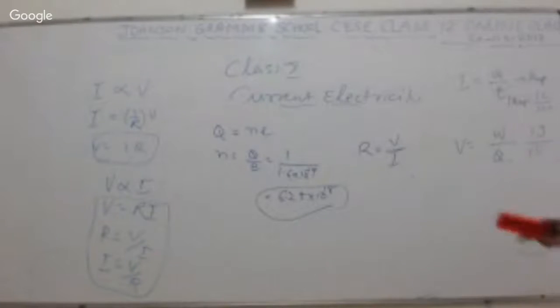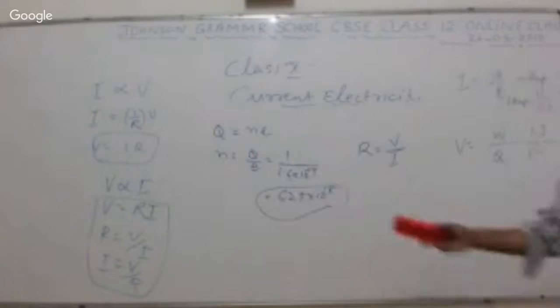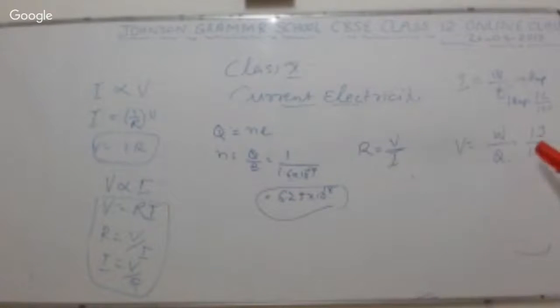The charge is 1 coulomb of charge. So how many electrons are there? 6.25 × 10^18 electrons. To move them, you are using 1 joule of work. The energy consumed is that much. Then you say that is 1 volt.